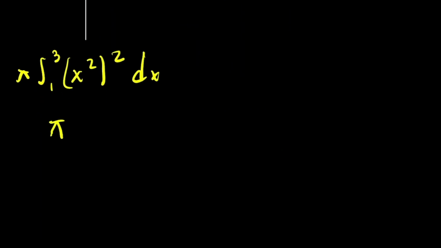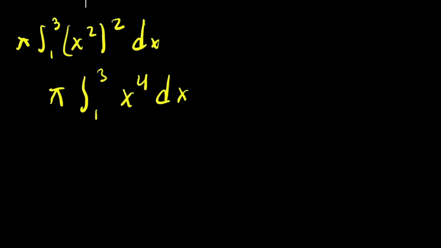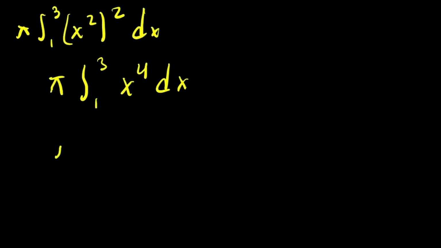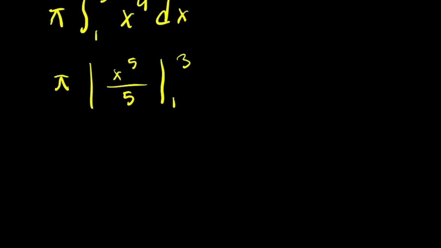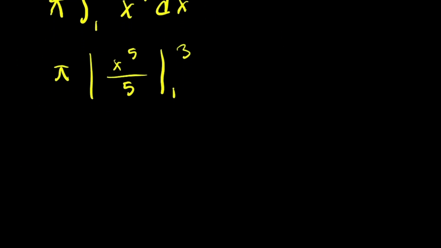All right, so we got pi times the integral from 1 to 3 of x to the 4th dx. The integral of x to the 4th, doing chain rule in reverse, is x to the 5th over 5 from 1 to 3. And 3 to the 5th, oh boy, I don't know that in my head. So pi times 243 over 5 minus 1 to the 5th, which is just 1.